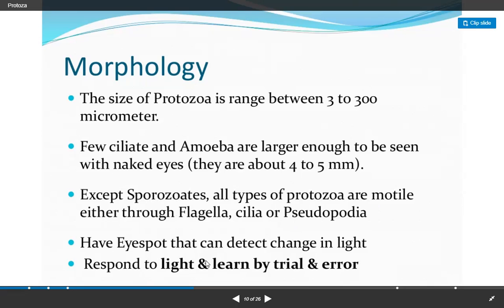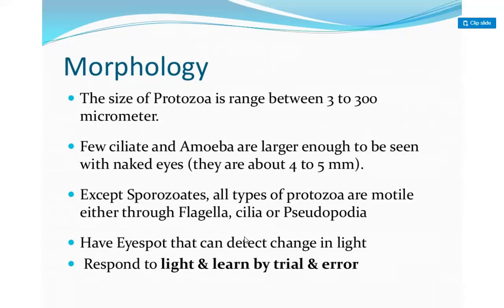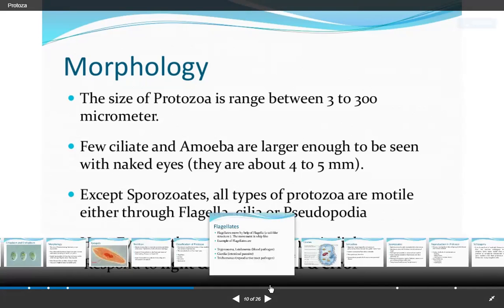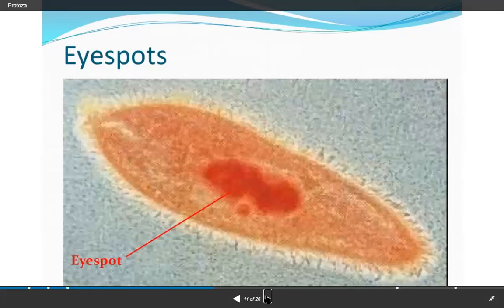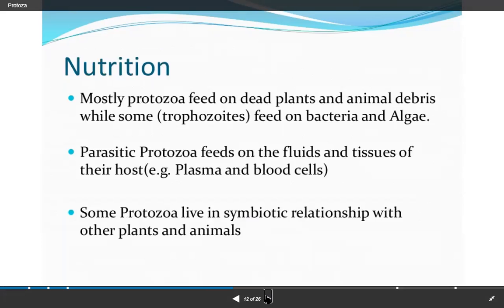They have an eye spot that can detect change in light, means they have an extra eye spot in their body which helps in the detection of light. They respond to light and learn by trial and error. As we know this theory, trial and error means learning by making mistakes. We studied this theory; here also they learn through trial and error. And this is the eye spot.